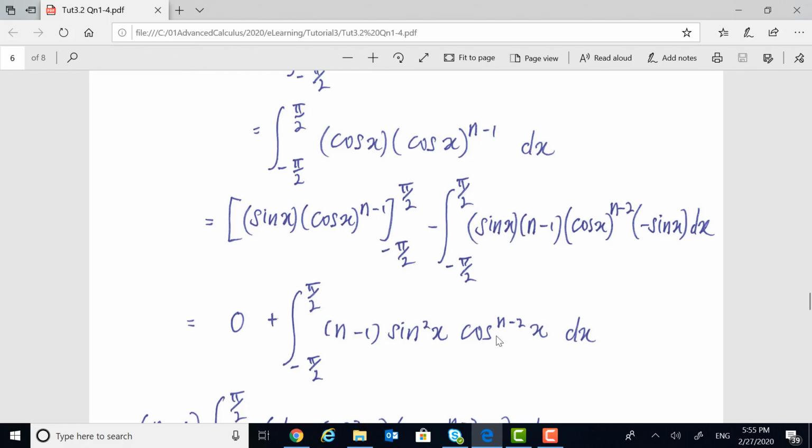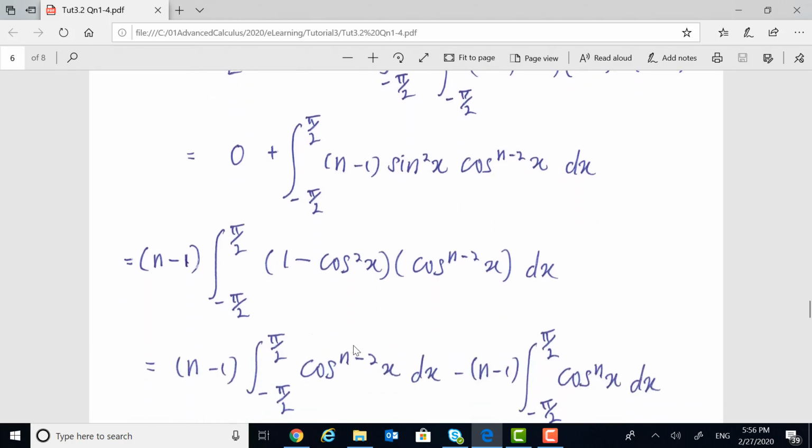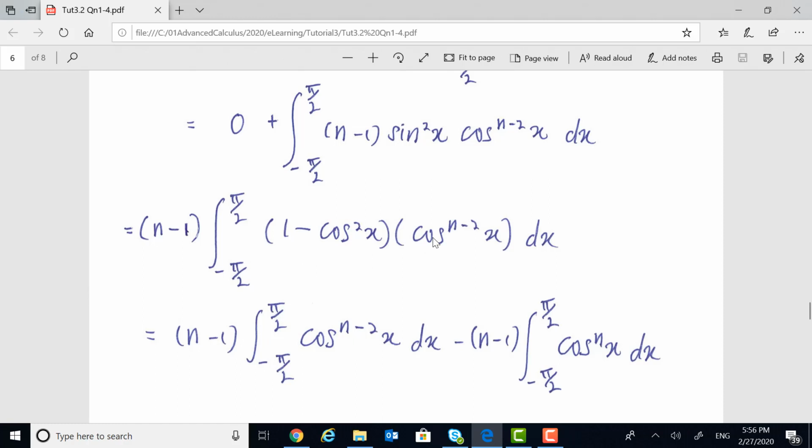And now the trick lies here. I rewrite the sine square. I intend to write the sine square as 1 minus cosine square. In rewriting this, after that I expand it. I take this times this to give me this, and I take this times this to give me this. You can see 1 times this is itself, cos to the power of n minus 2, and cos square times cos n minus 2 will give you power n. It just adds up the powers.